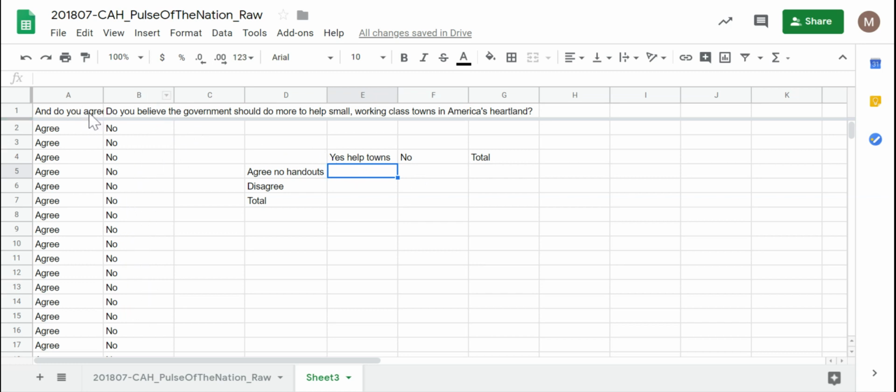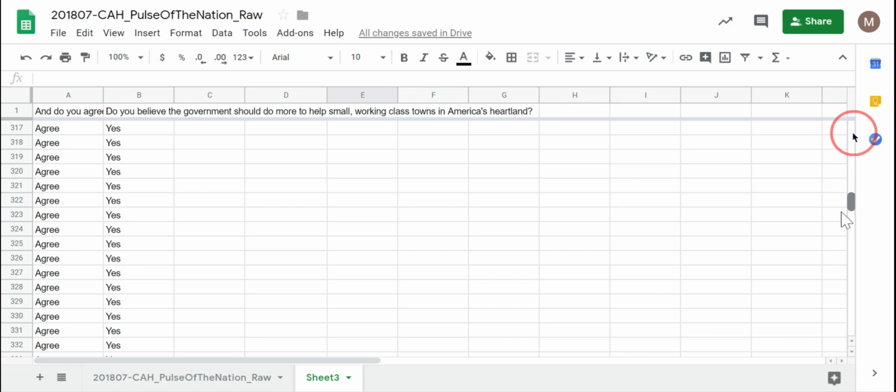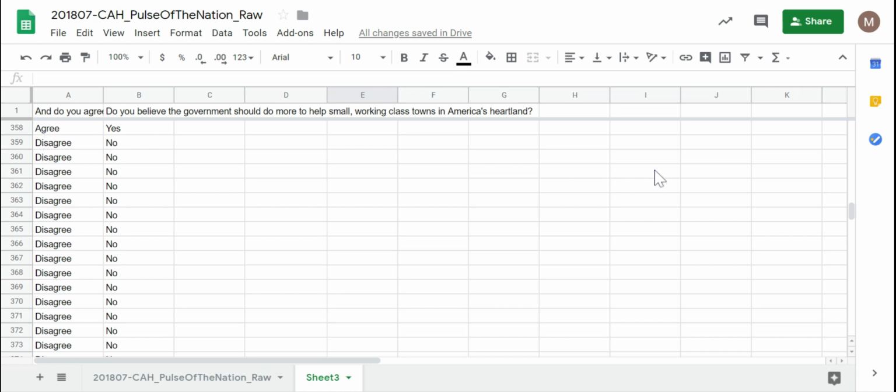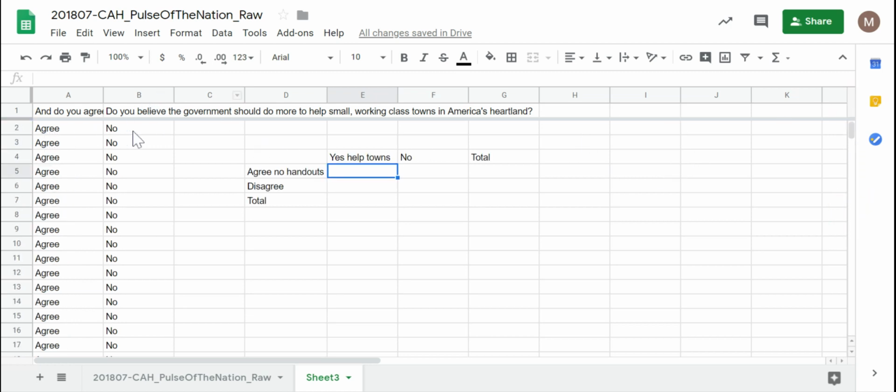What I really want to ask is how many no's are there that line up, how many yeses are there that line up with any of the agrees? Now, the agrees go from row 2 clear down to row 358. Right here, 358. So I'm going to use Google Sheets to count all the yeses that appear in column B anywhere from 2 to 358.